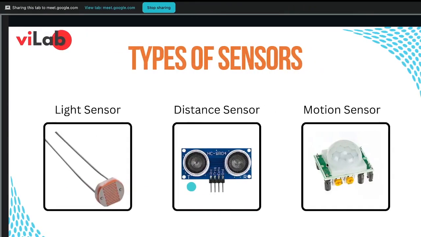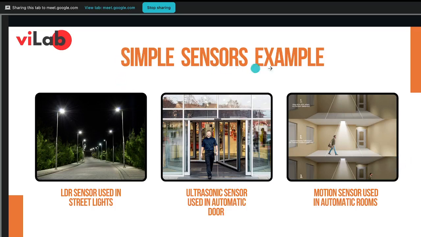Now, moving ahead, this is a simple example. Like in a street light, we use the LDR sensor. Slowly, the atmosphere gets darker and the LED light is getting brighter. And then this is your mall example, right? And then this is a motion sensor example. So these are the real life examples where we can use these sensors.